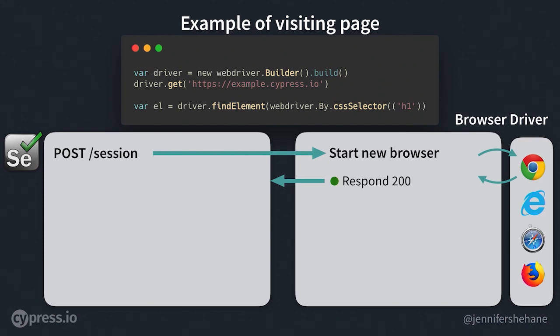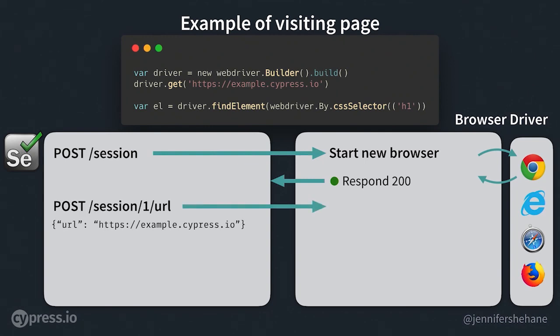So remember, the browser driver is going to continue executing the rest of the commands here. The next command would post the URL we wanted to visit. The browser driver would visit the URL, and then it waits for the page load event to fire. After a specific amount of time, if it doesn't time out, then it responds with a 200.